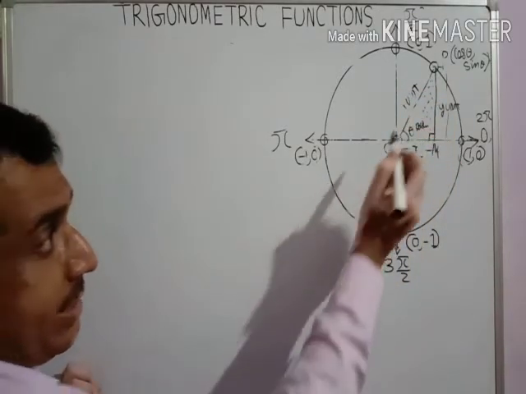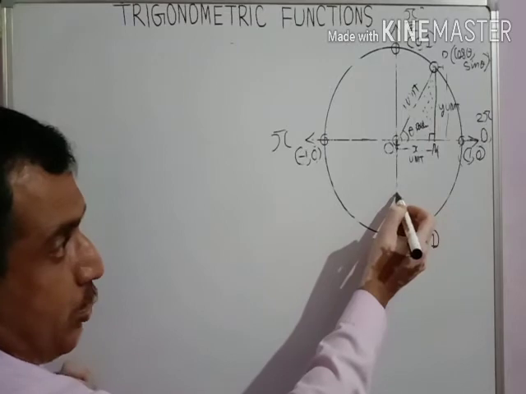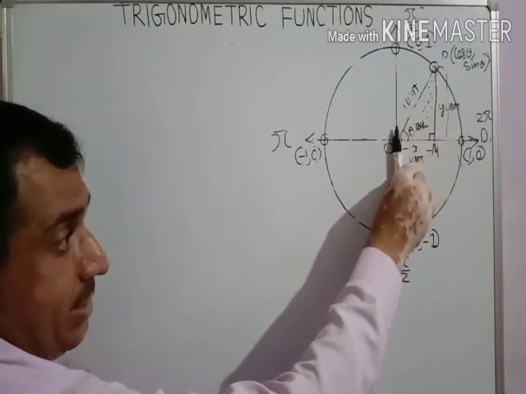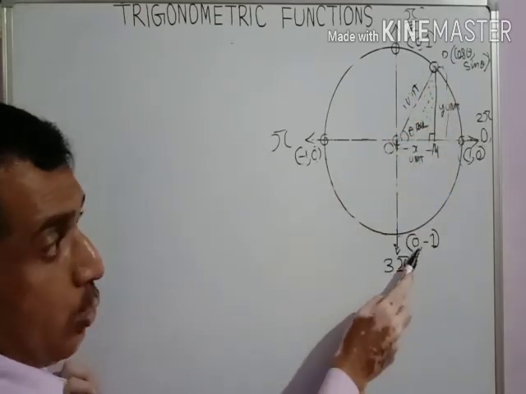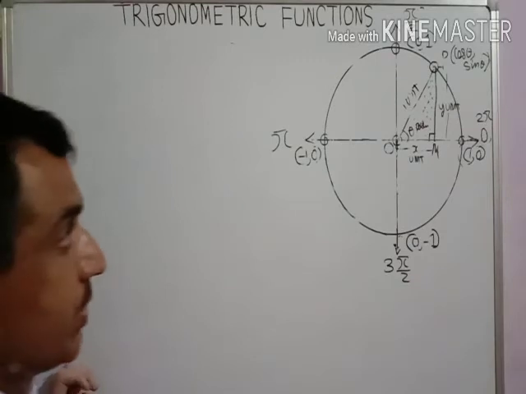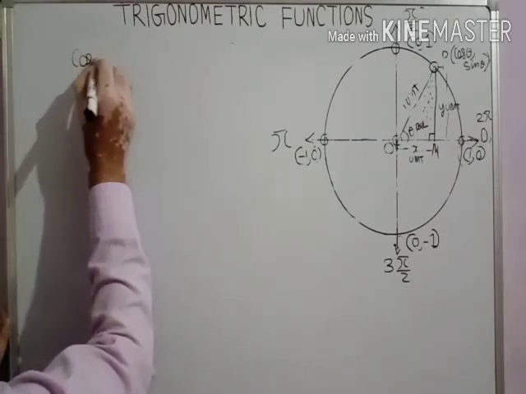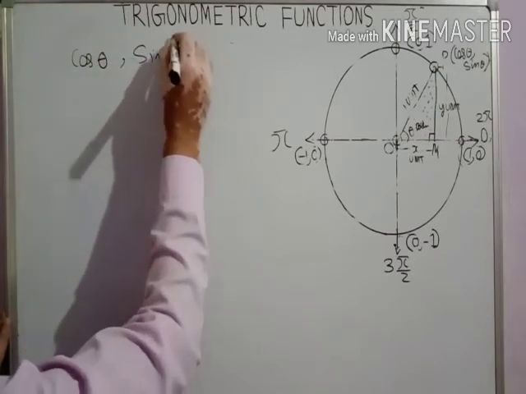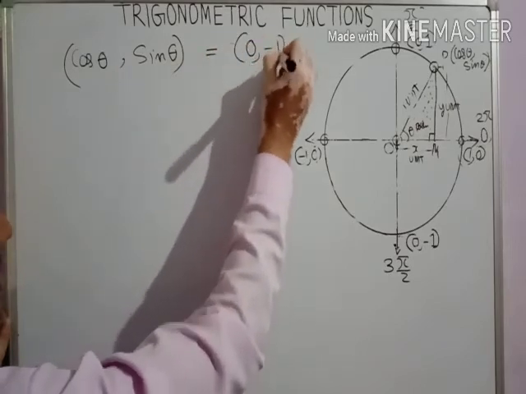Now you visualize it. This line is moving this side. It starts from this point and it comes and stops here. I mean this line overlaps this line. It means this point P coincided with this point 0 comma minus 1. I mean this is cos theta comma sin theta equals 0 comma minus 1.